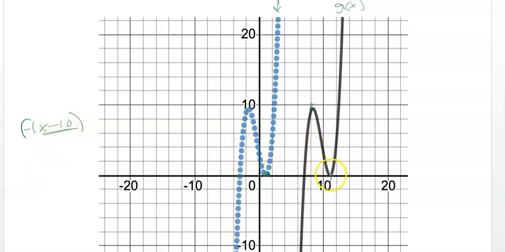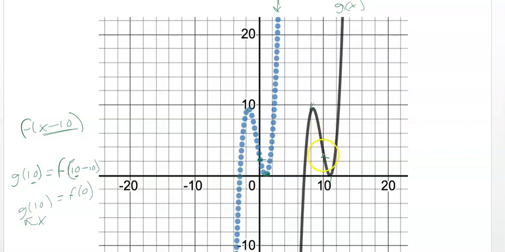Because for g, let's take g of 10. G of 10 is now f of 10 minus 10, because x is 10. So g of 10, what I graph at x equals 10 for function g, is the same y value I graphed for function f when x was 0. So f of 0 is right here, it's 3. So g of 10 becomes 3. We have just picked this up and moved it to the right.